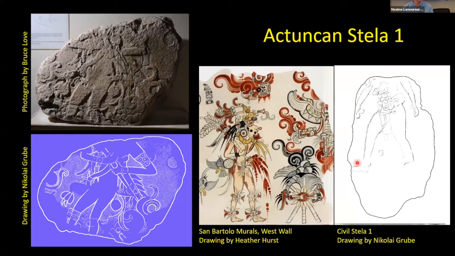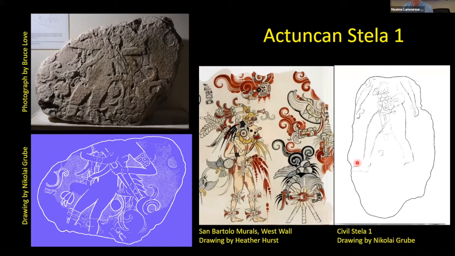Actuncan Stela 1 was originally drawn and analyzed by McGovern with Nikolai Grube. However, at the time in 1994, the corpus of comparable art was quite different than it is now. Now, the style is clearly seen as within our understanding of late pre-classic art, though given the level of erosion, some aspects of it are difficult to interpret with certainty.